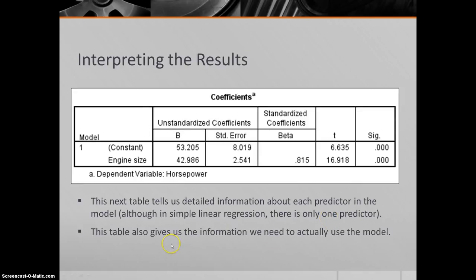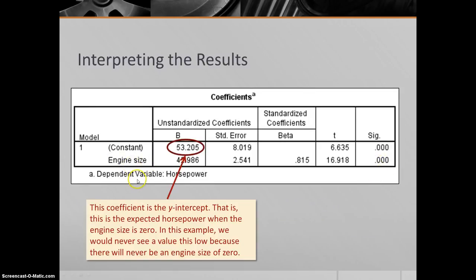It also gives us information to actually use the model. So we create the model, and we can use it to make predictions. So I'll show you how that works. So the constant is 53.21. And then the engine size, our predictor, is 42.99. And we'll go over here and look at the significance level. So we don't look at this really for the constant, but we do for the predictor. So right now there's only one. So because it's 0.000, it's less than 0.05, this is a significant predictor of horsepower.